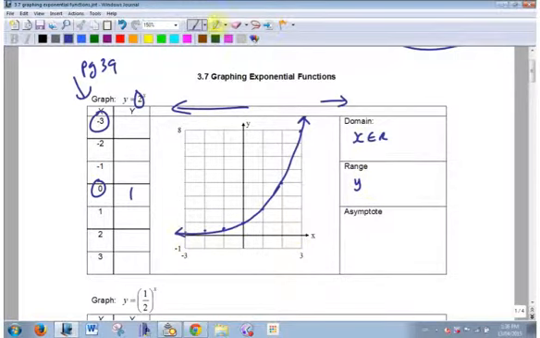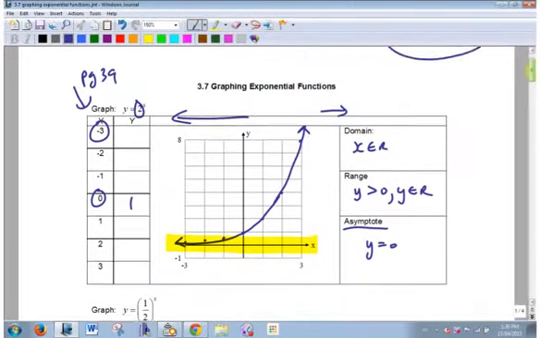Everything bigger than, this looks like a what? Oh, it looks like one of those. Asymptote. So y is greater than 0, where y is all real. Okay? So I don't expect you to memorize that. Just quickly plot the graph and boom, have a look. That's growth.